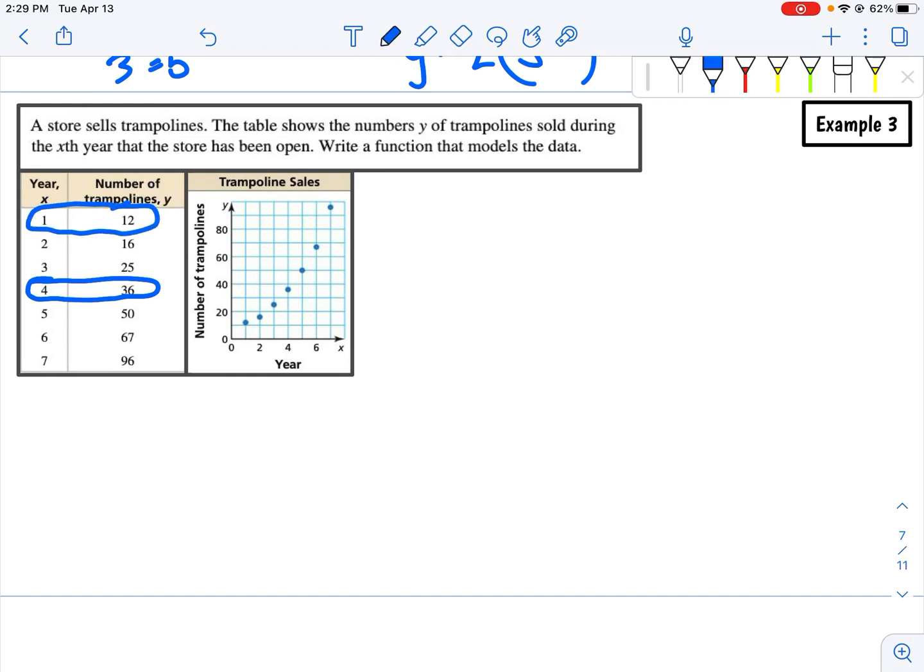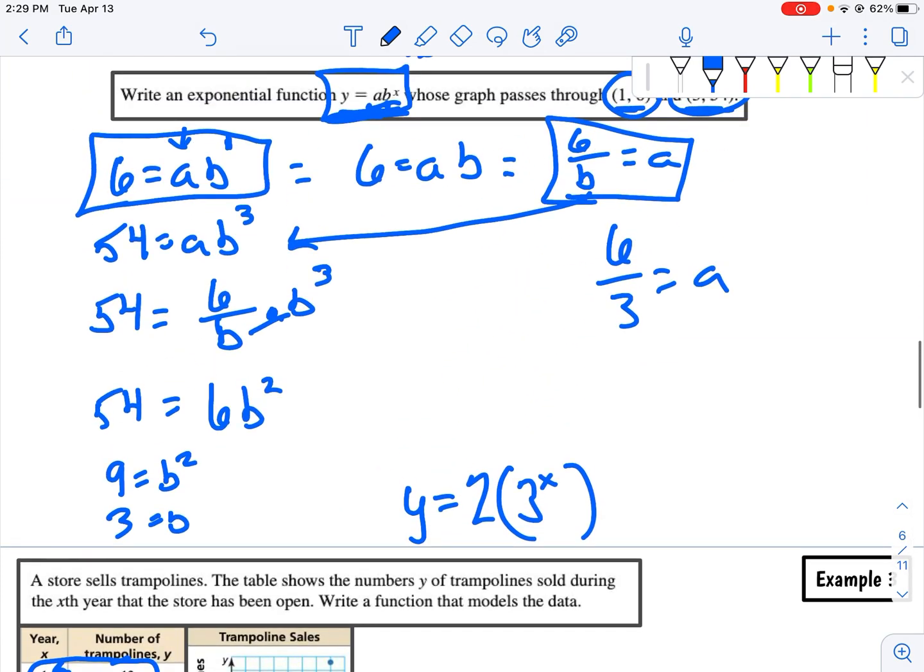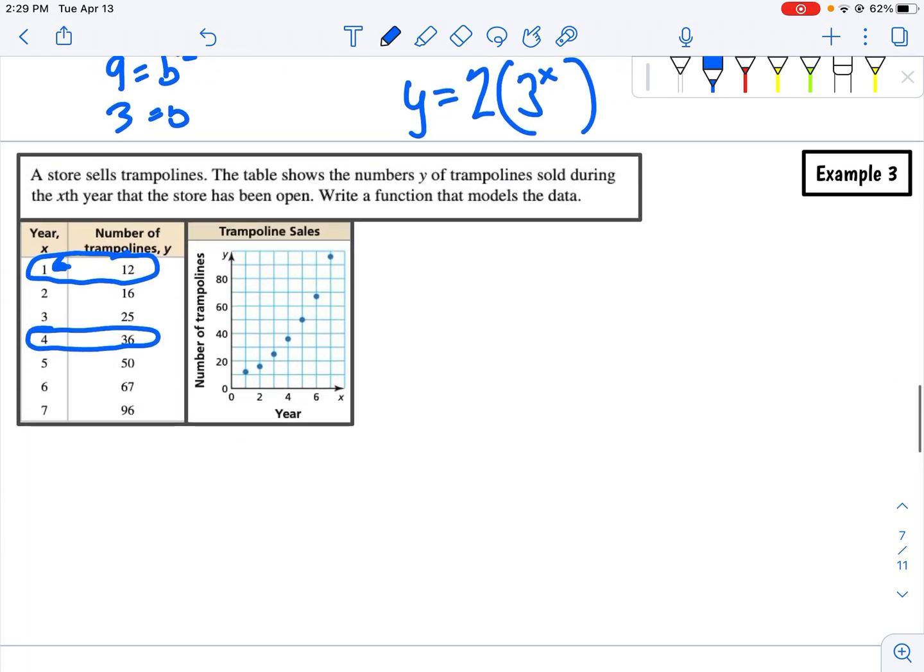I say we could choose any points, which is true, but we definitely want to choose a point where x is 1 if possible, and that is just because then one of our equations has a b value that is to the first power. Just makes it a little easier to simplify. So we know our final equation has to be in this form. So let's take our 2 points that we have and plug them in.